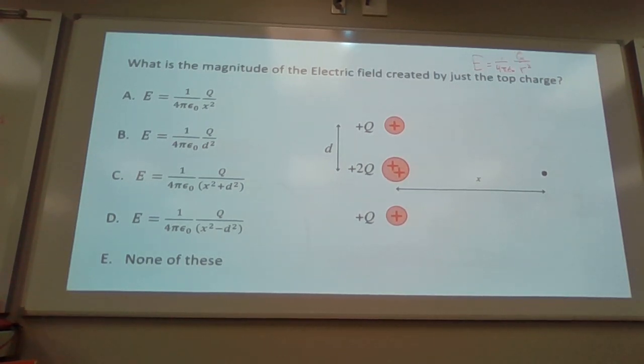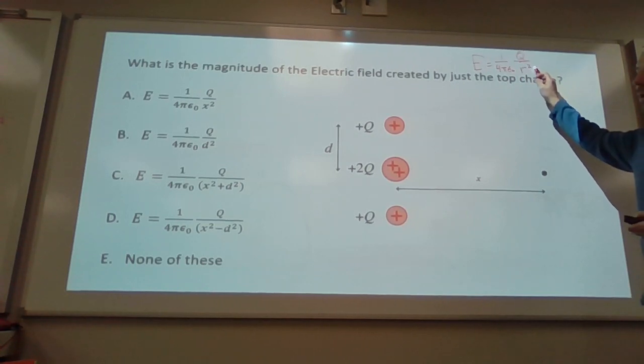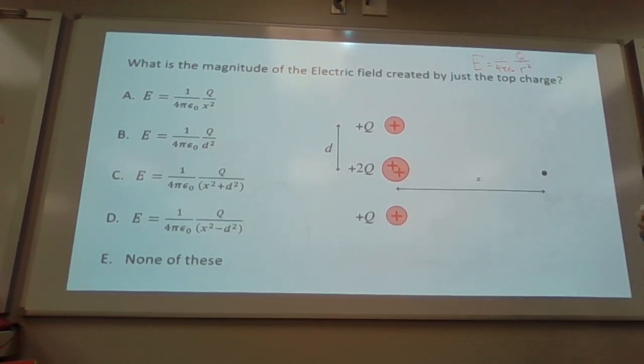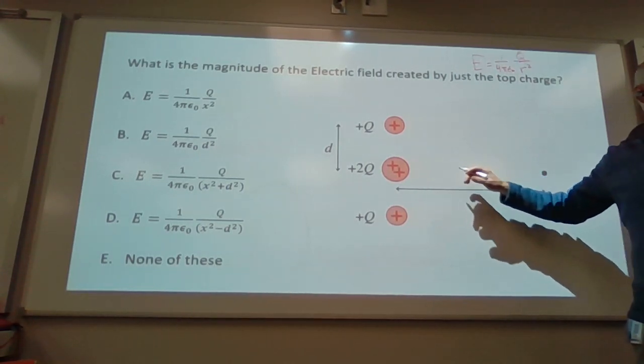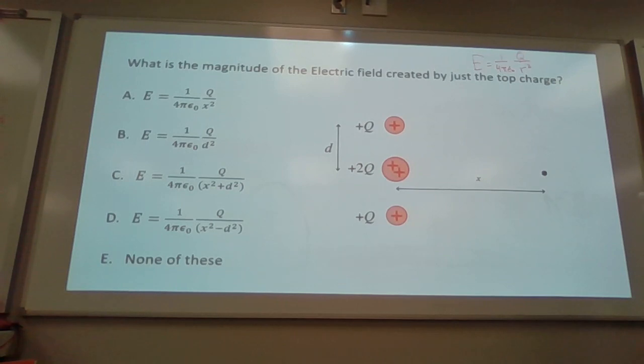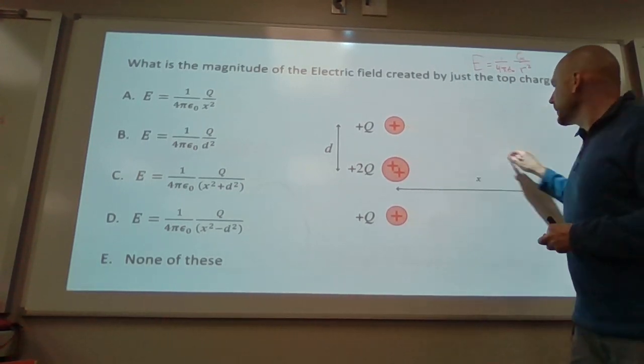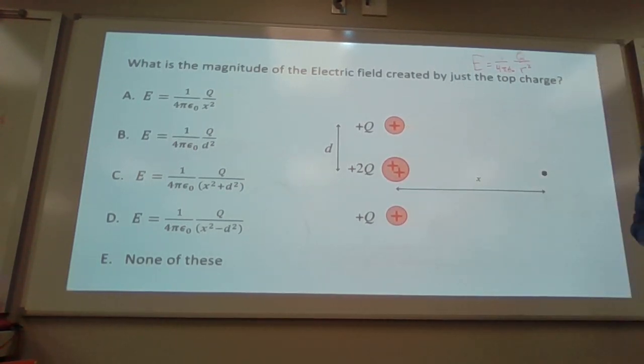Okay, correct answer is? Yes, C, because we're squaring the square root for the distance equation, like the Pythagorean theorem. You good with that? Okay. That's R.